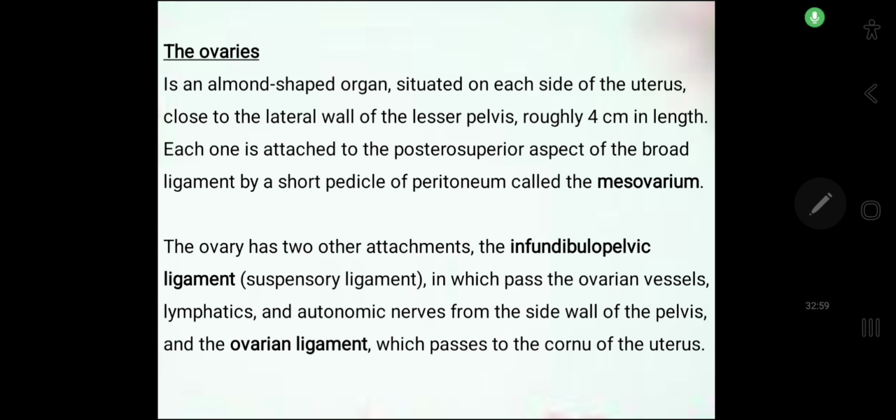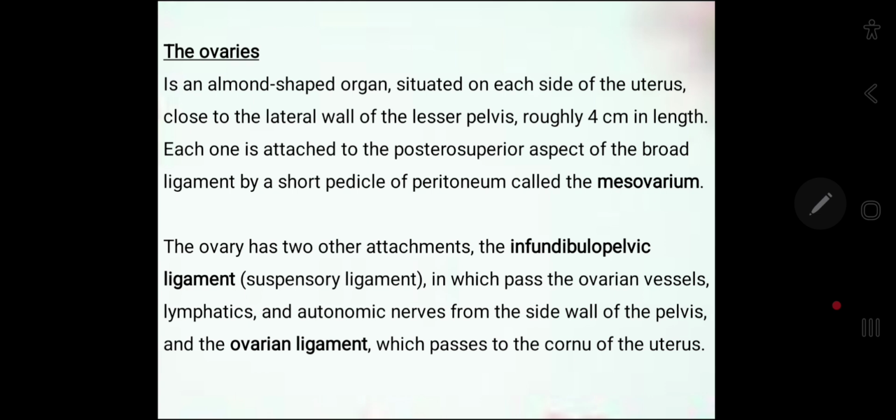The ovaries are female reproductive glands or gonads, endocrine organs, almost almond-shaped, situated on either side of the uterus, close to the lateral pelvic wall. Almost 4 cm in length, each ovary is attached to the posterior superior aspect of the broad ligament by the mesoovarium. Also, the ovary has two other attachments, the infundibulopelvic ligament and the ovarian ligament.